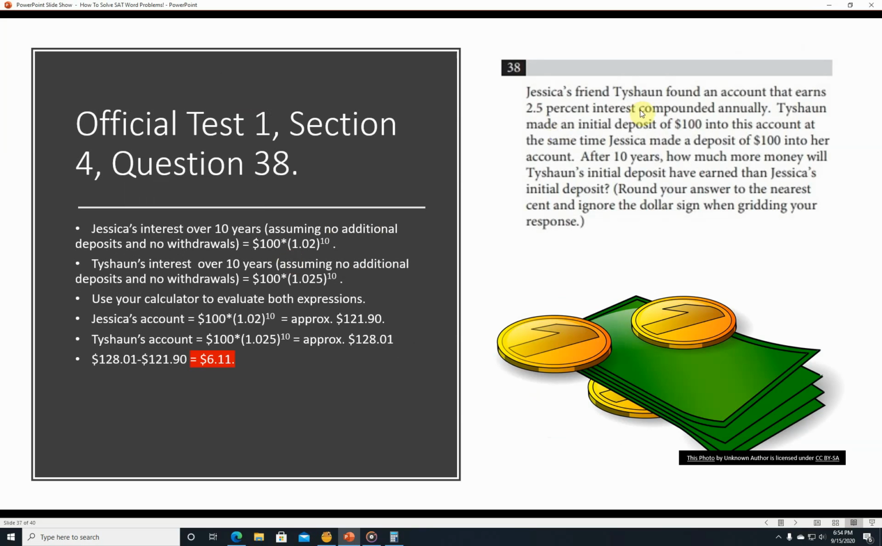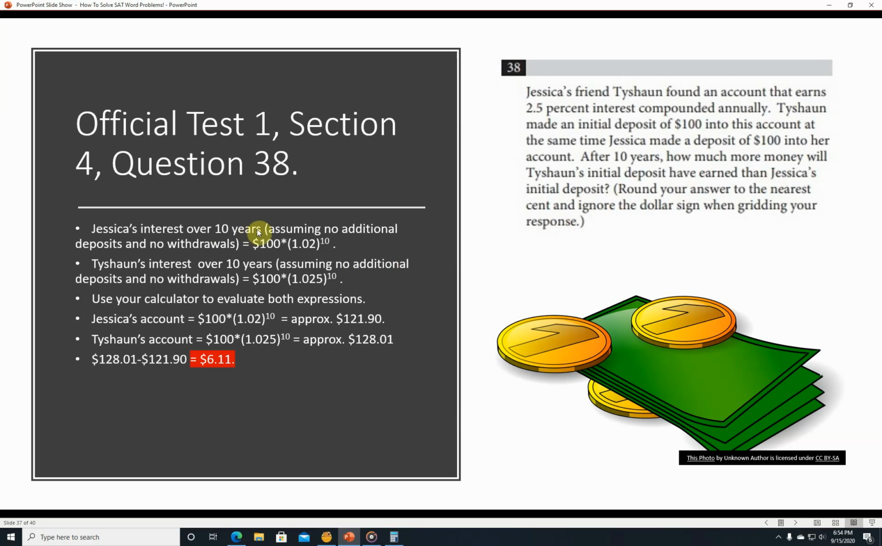Jessica's friend, Tyshawn, found an account that earns 2.5% interest compounded annually. Tyshawn made an initial deposit of $100 into this account at the same time Jessica made a deposit of $100 into her account. After 10 years, how much more money will Tyshawn's initial deposit have earned than Jessica's initial deposit? You want to round your answer to the nearest cent and ignore the dollar sign when gridding your response, because there's no way to grid in a dollar sign.